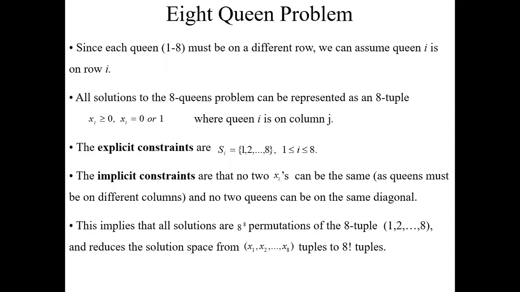How is this reducing the search space from 8 to the power 8 to 8 factorial? Anyone?